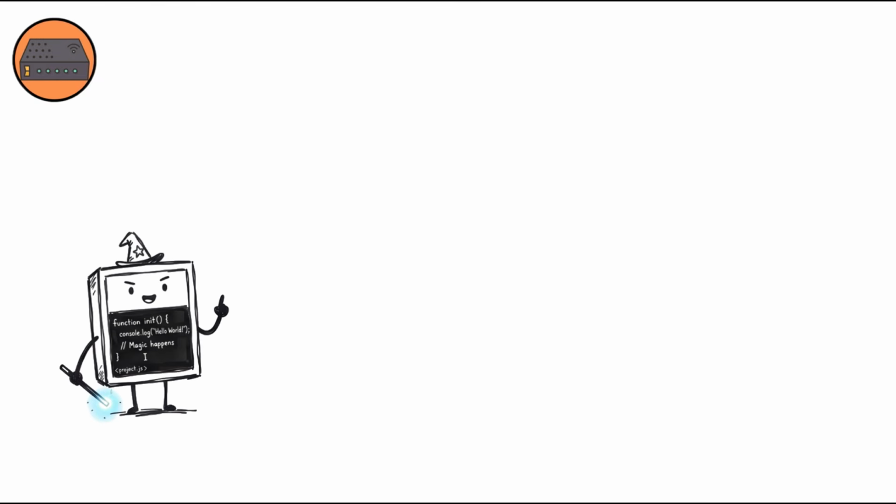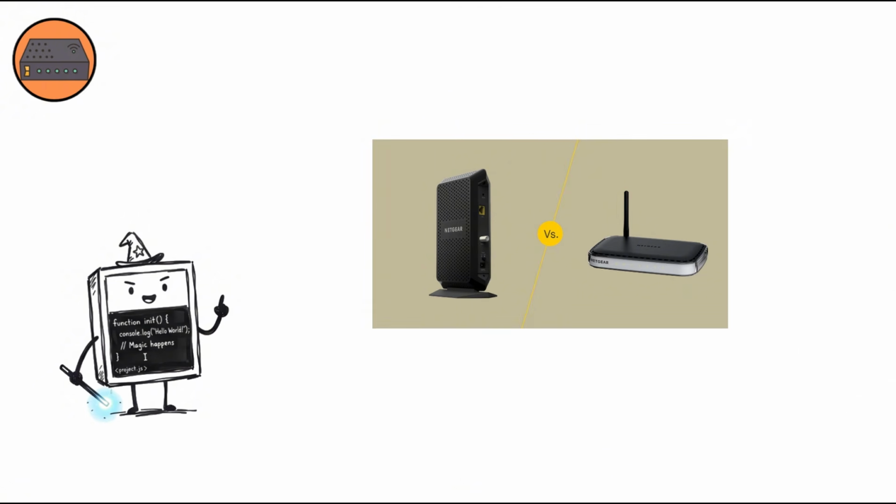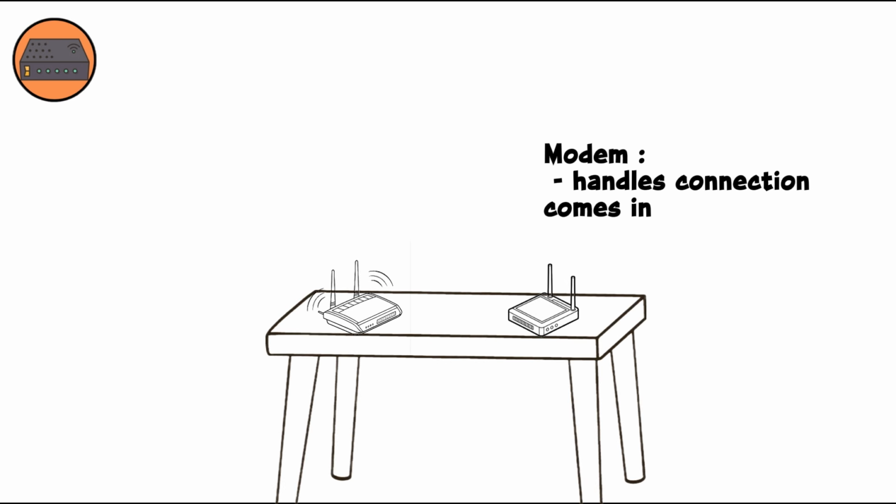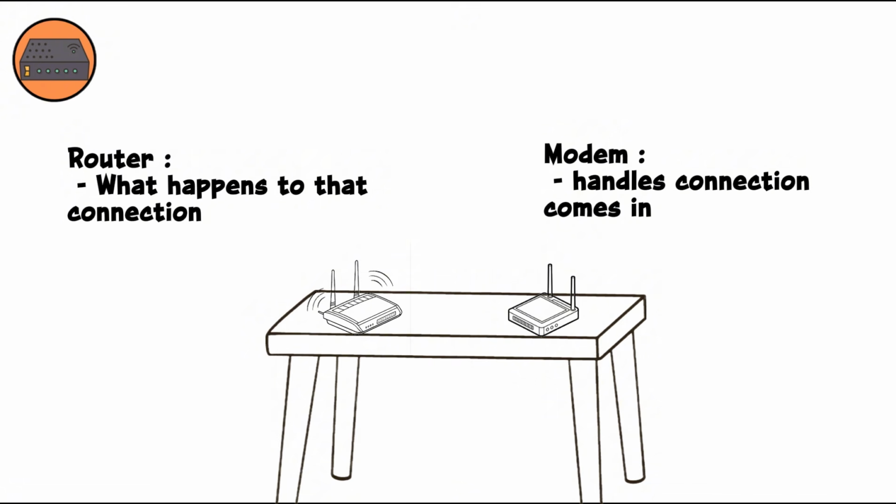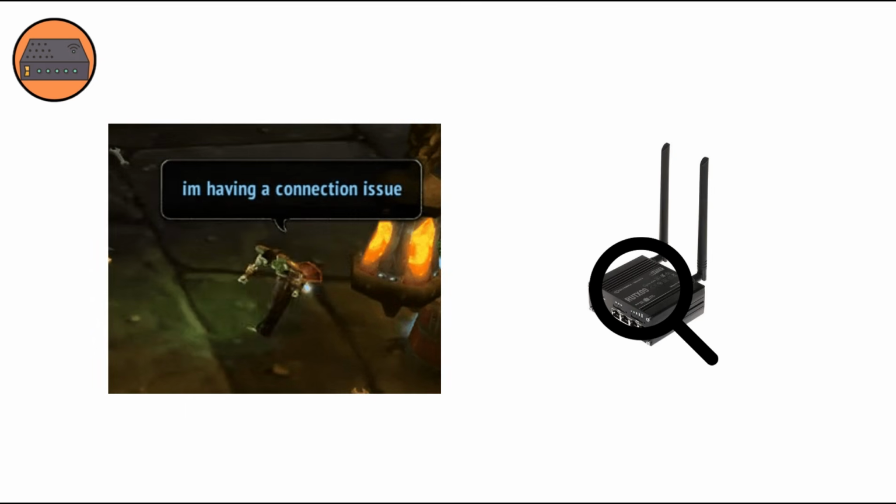A lot of people confuse the modem with the router because internet providers often sell them as a single combined device, but they are two completely different jobs. The modem handles the connection coming in. The router handles what happens to that connection once it's inside your home. If your internet suddenly stops working, the modem is almost always the first thing worth checking.